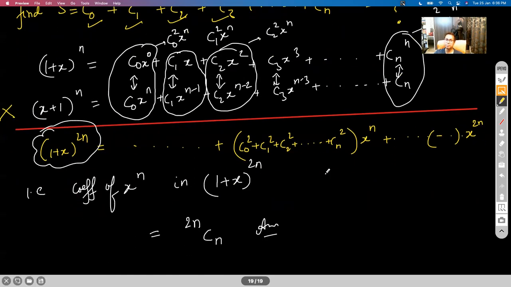Now, many people remember this result also because it is useful in solving some complicated versions of the question. Is it fine? Any questions, any concerns? Okay, try this one out. Can I move on to the next slide? Okay.